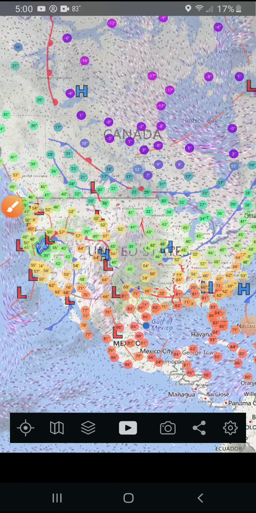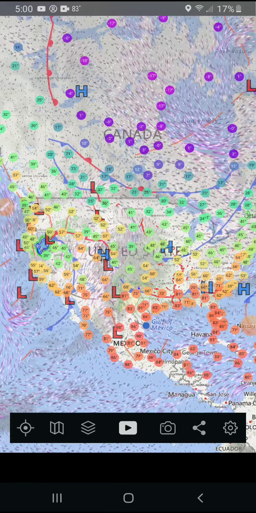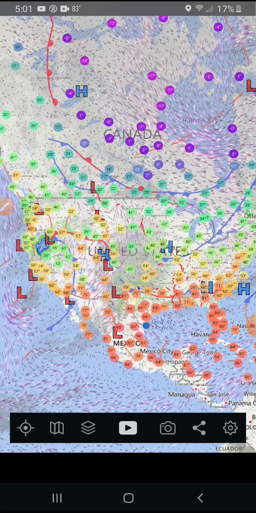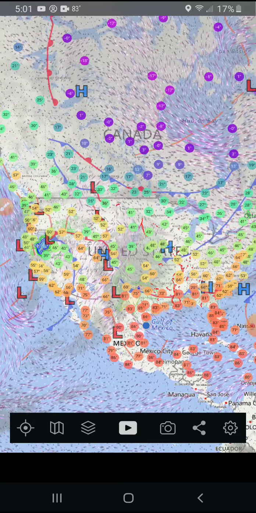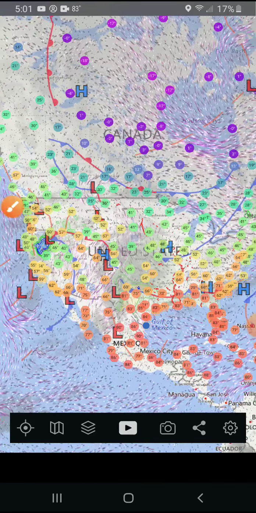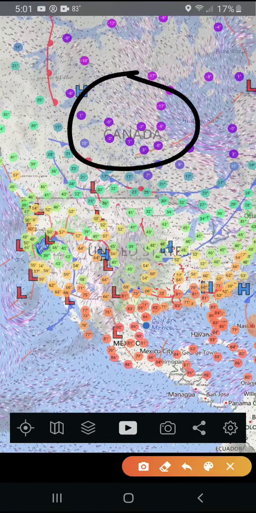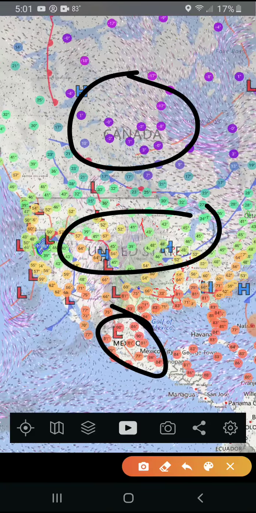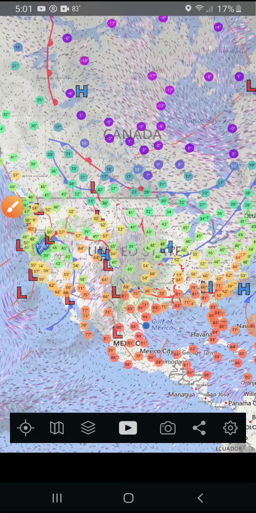Weather maps. Weather maps is one of the topics that we're supposed to cover in the eighth grade, right? As you can see here, we have a beautiful map where we have Canada on the top. Here we have the United States. Then we also have Mexico over here. And we have a lot of stuff going on in this one.